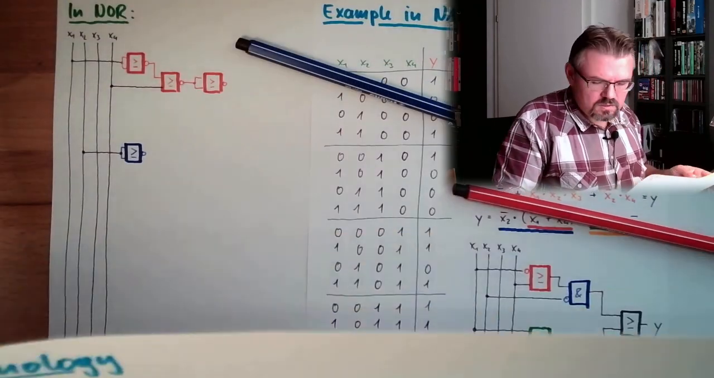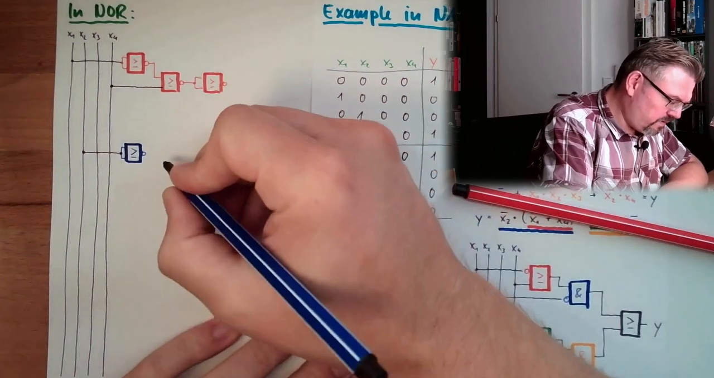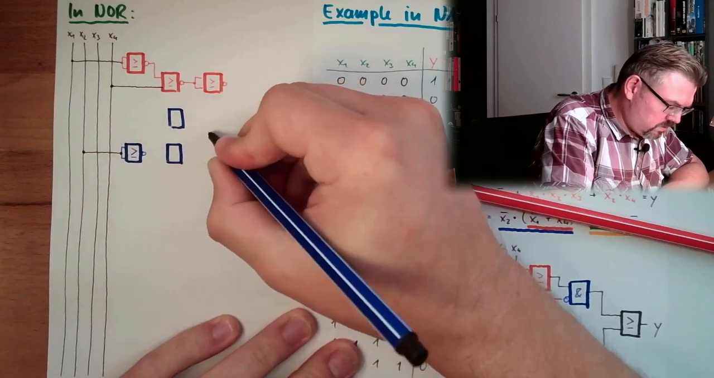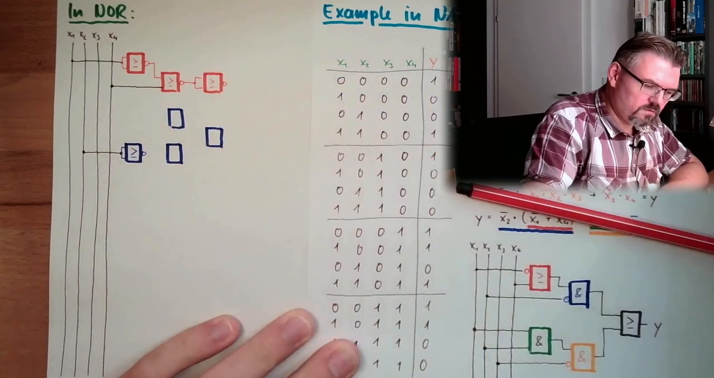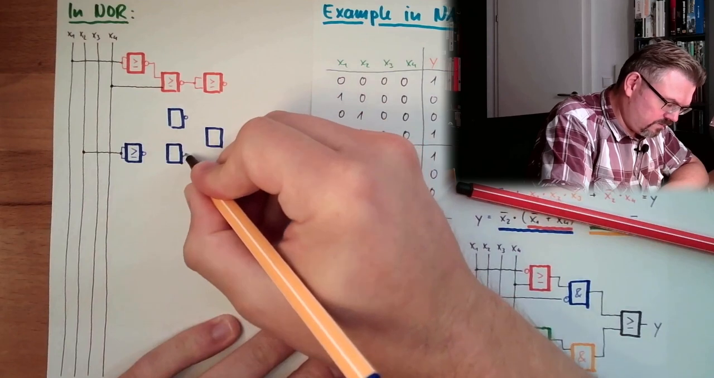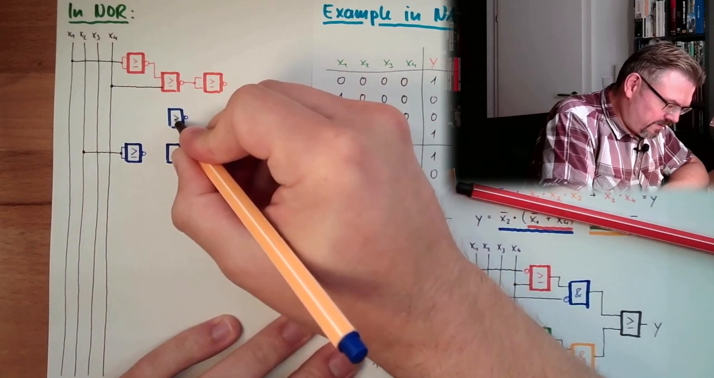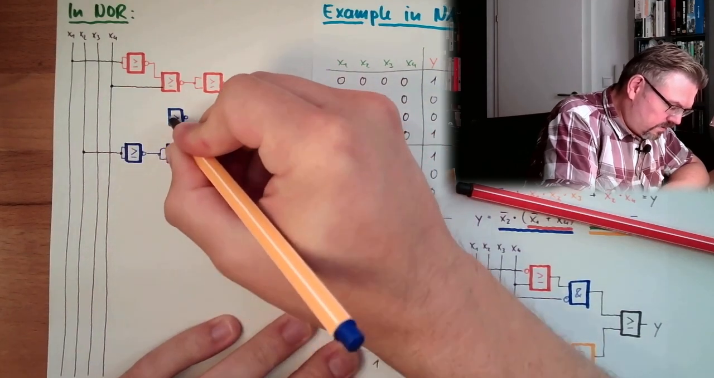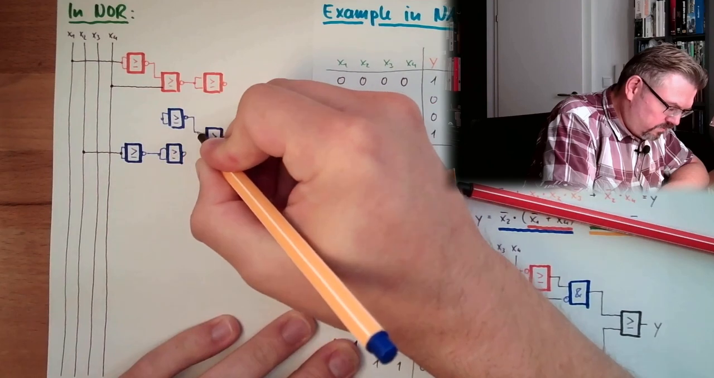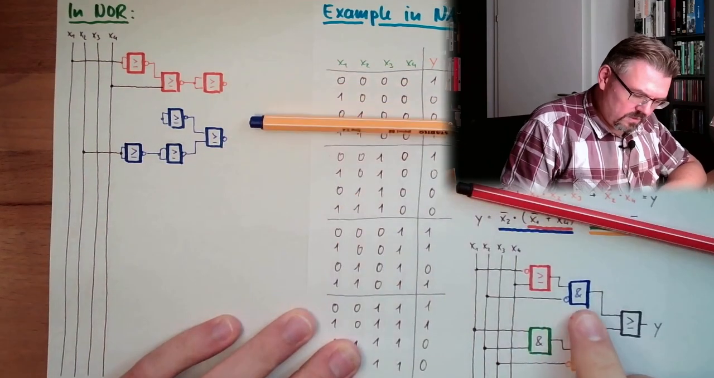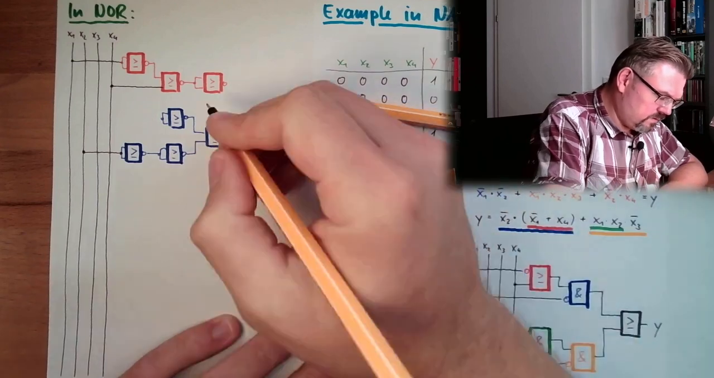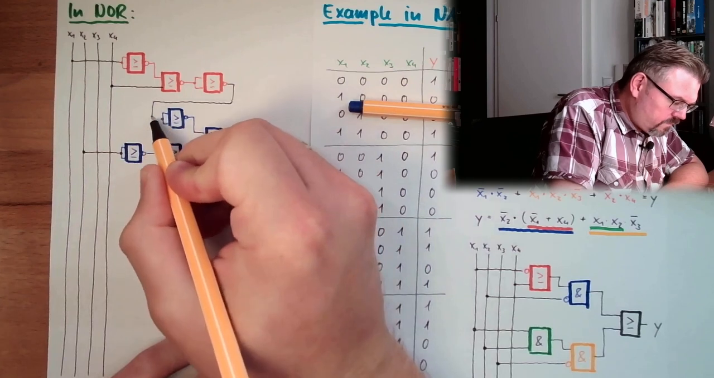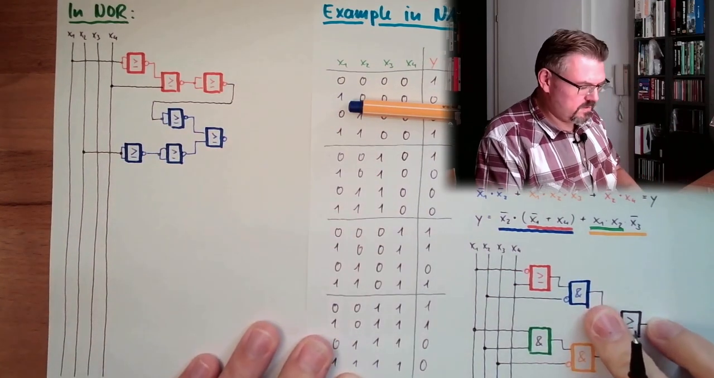Okay. So we need four elements. We have here one. Here one. And here one. Three elements, of course. One, two, three. And all of them are NOR. We make a NOT in between. And this upper part comes from here. So here we are going back. That's it. This is the blue one.